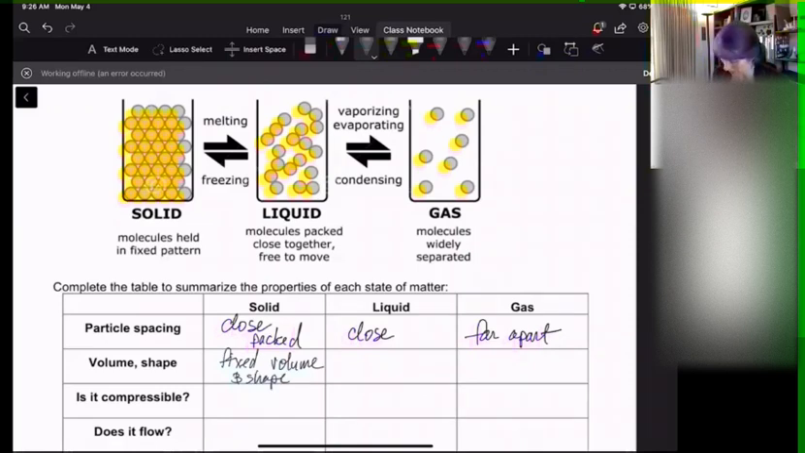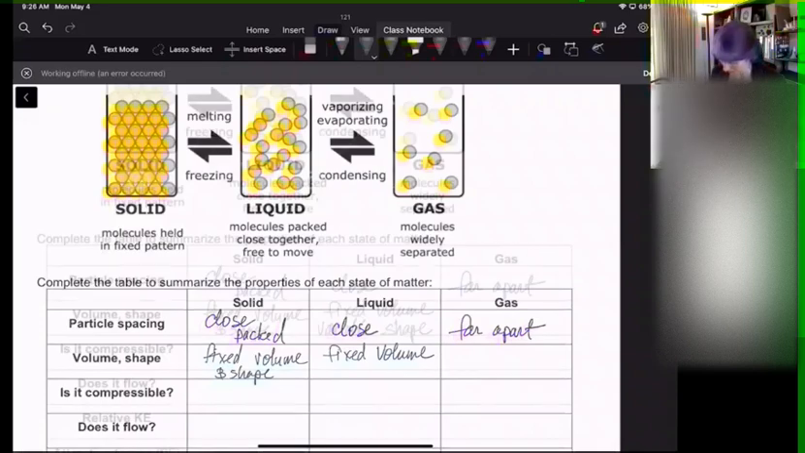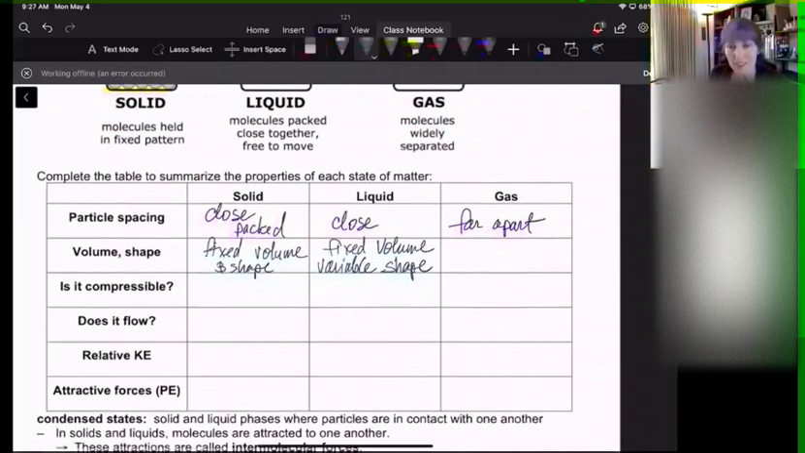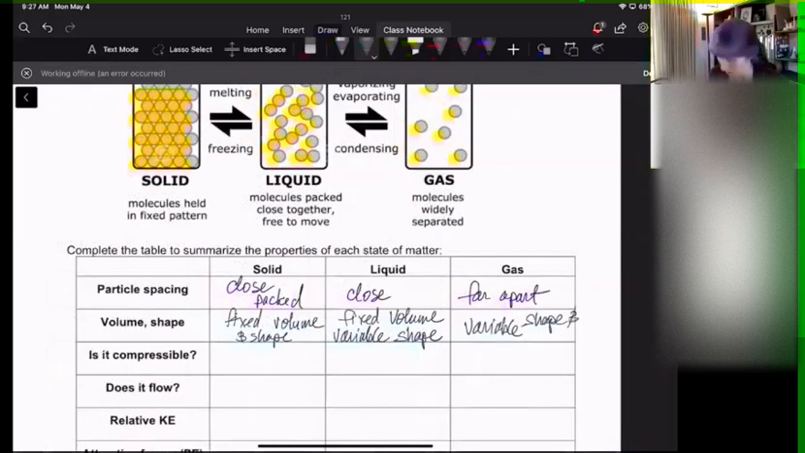In a liquid, they have a fixed volume and a variable shape, right? You could have a tall glass or a big fat glass with the same amount of the drink in it. And then with a gas, they always take the shape of the container, and that means variable volume as well. And when we think about compressing it, we're talking about using pressure to change the size.